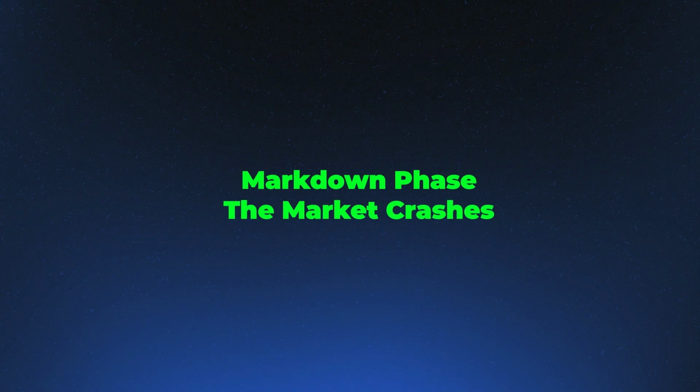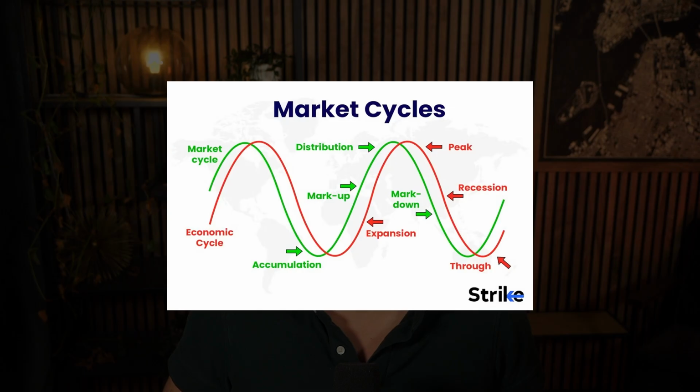The markdown phase. The market crashes. And here we are at the final stage of the cycle, the markdown phase, the full downtrend. Here, the selling pressure dominates. Support levels break. The downtrend becomes clear. The media returns to catastrophic narratives. And most importantly, capitulation happens. This is where late buyers from the distribution phase get wiped out and tend to close losing positions emotionally. Paradoxically, this is the phase that lays the groundwork for the next accumulation phase.